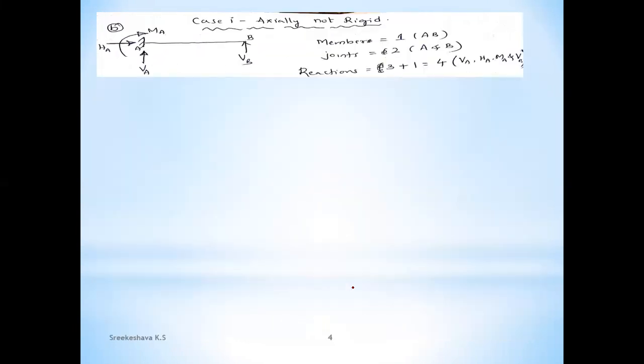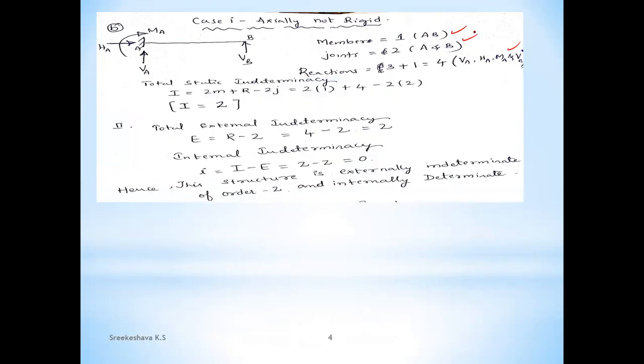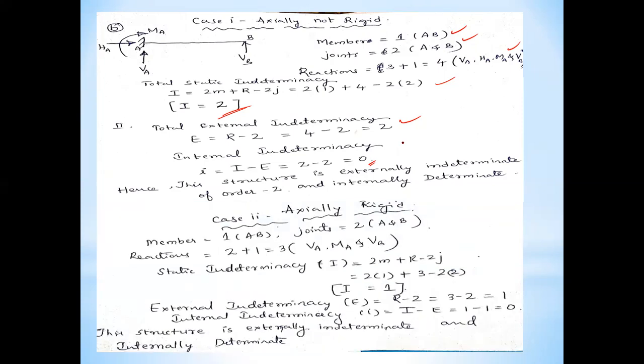Moving on to the second problem, a cantilever. Member 1, joints 2, reactions 3 plus 1, 4. Apply the equation 2m plus r minus 2j. You are getting 2. It's an indeterminate of order 2. So external reaction 4 minus 2, so this is externally indeterminate, internally determinate. In the problem you can be asked in any way, the statement can be in any way. Okay, but you try to follow.